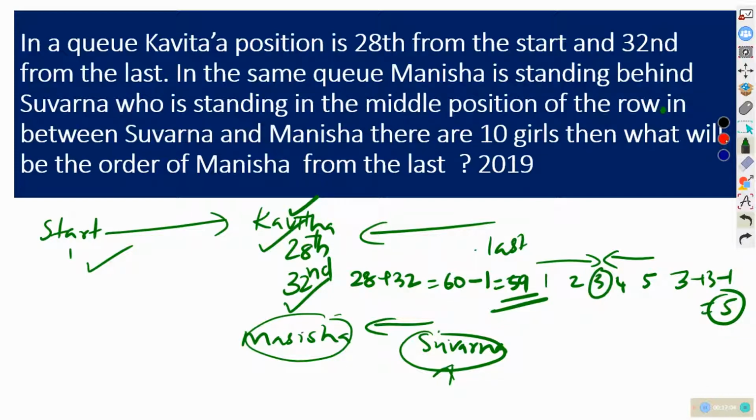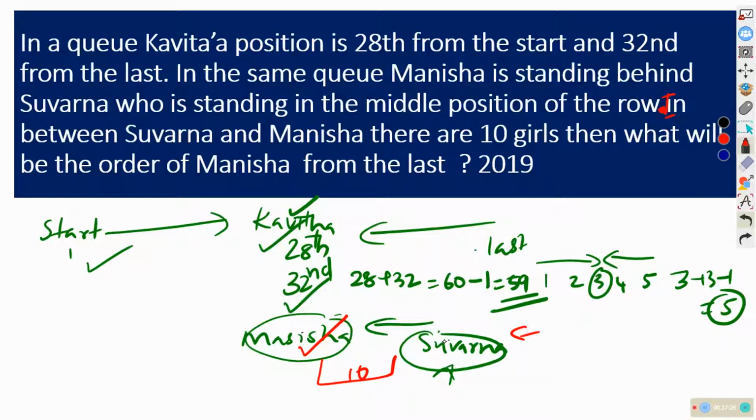In between Suvarna and Manisha, there are 10 girls. What will be the order of Manisha from the last? This is the question. Now things have become a little more complicated.